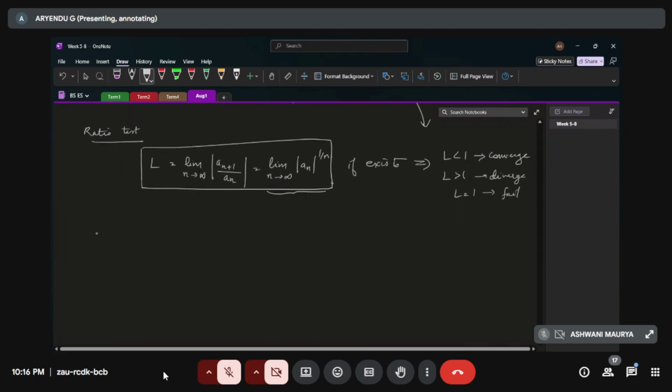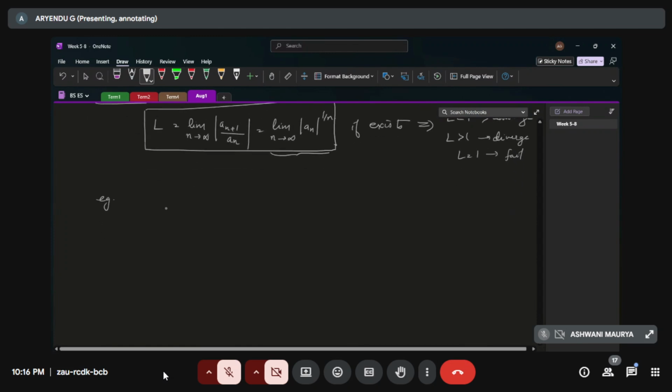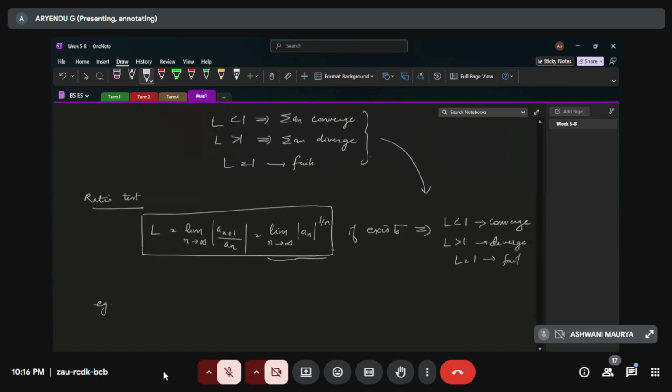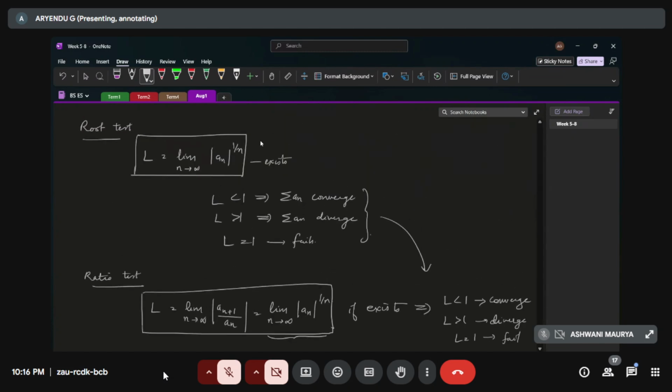So if we take an example, we have a function. As I said, if we have powers of n in the function, say for example, we have something like 3 raised to n, then you can see here if you put it as 3 raised to n power 1 by n, we'll get simply 3. So it is very useful in such situations.